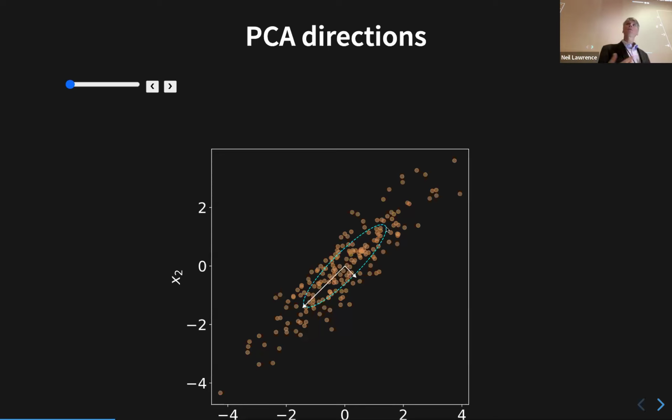So what's going on? Do people recall the form of a multivariate Gaussian? Or should I write that up? I can write that up.